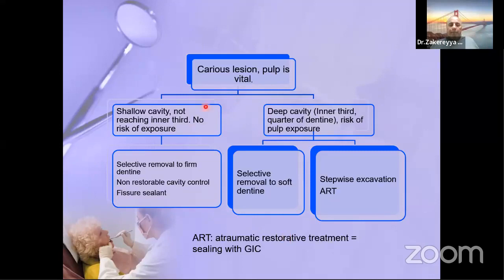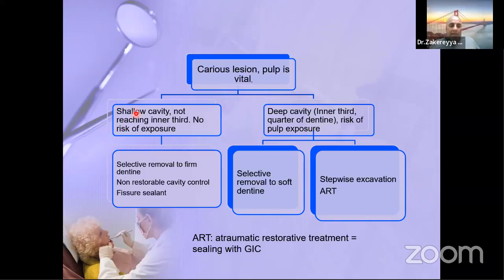Now, there you go. Now I'm talking about the deep lesion. Okay, هذا deep lesion. هون shallow cavity. وبوث caries lesion الشرط شو هو إنه the pulp is vital. If it is non-vital, that's another story. You would opt to go for RCT.